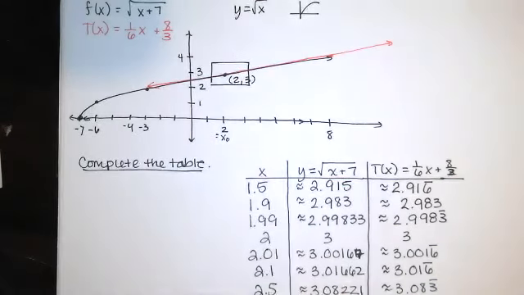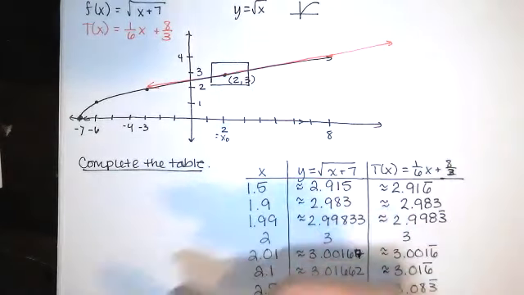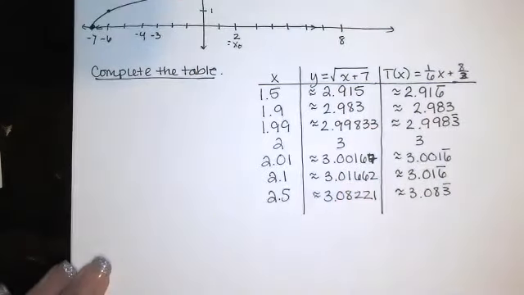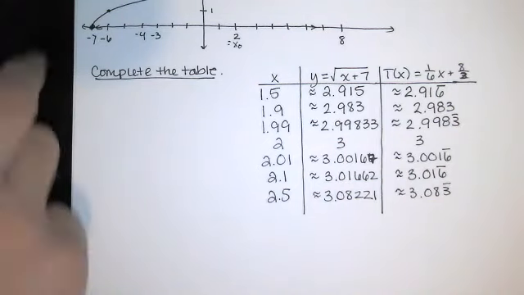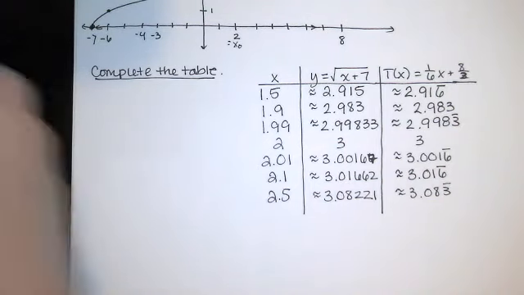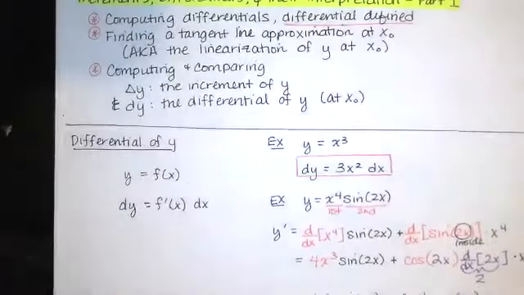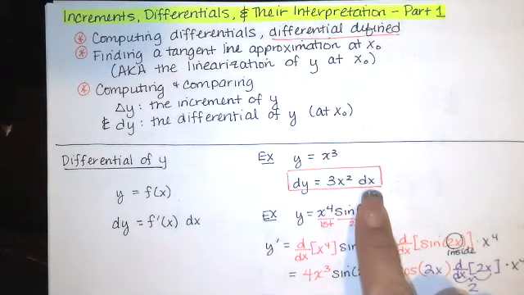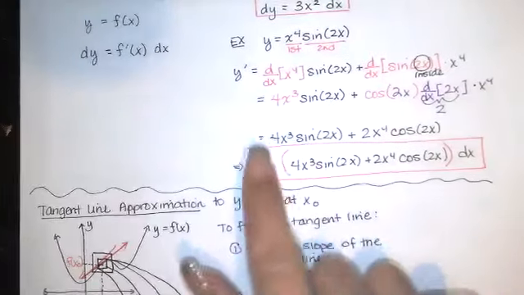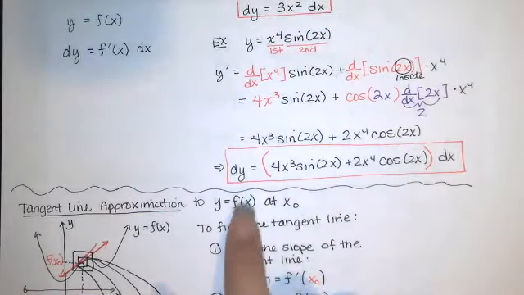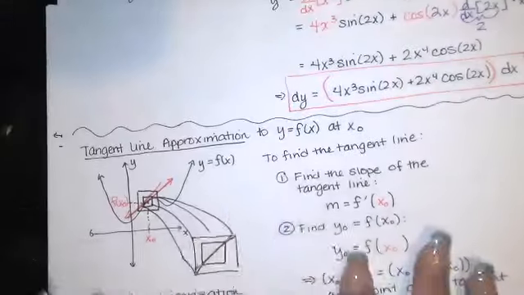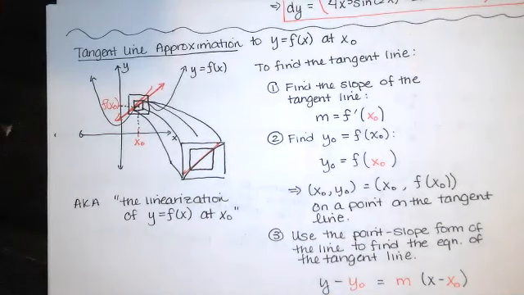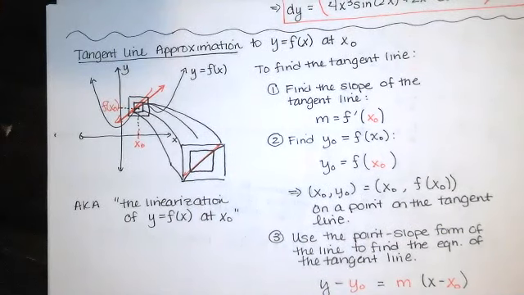But again, the concept is if I zoom in and zoom in and zoom in, eventually that tangent line and the function are pretty similar, just like we see in this table. Okay. So we know what a differential is. It's just the derivative of the function times dx, and it's denoted by dy. And now we know how to find the tangent line approximation to the function. It's actually something we already knew how to do, but now we're interpreting it differently.